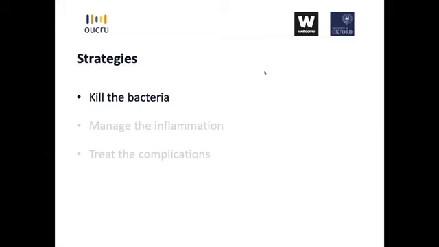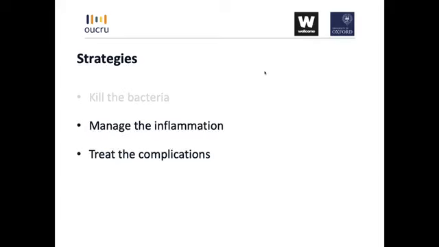We want to make sure that we're on the right drugs. For that, we need to have some sensitivity data. We want to try and continue those drugs, even in the face of drug-induced liver injury, allergies, anything that's going to cause us to stop the best drugs.